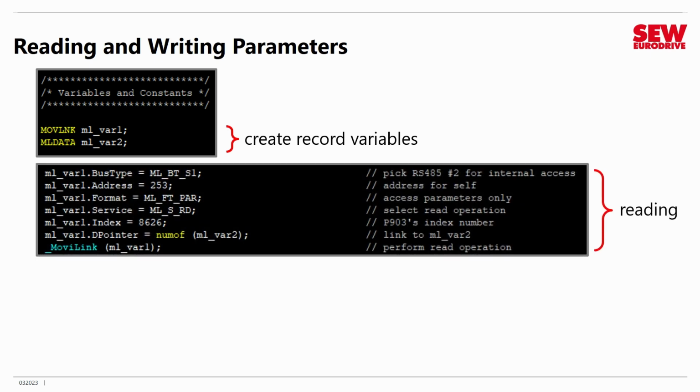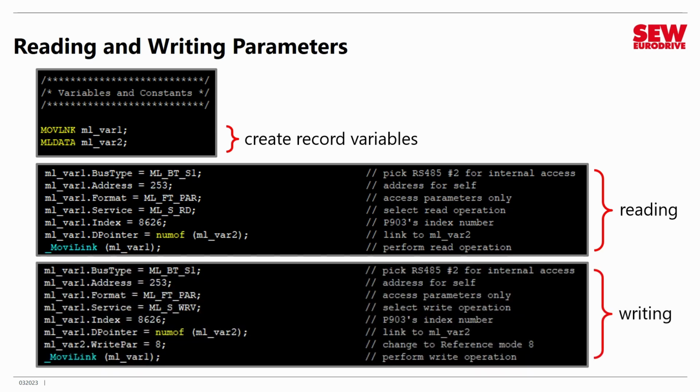Secondly, you have to set up the first record variable with this information. You set up bus type to MLBTS1. Remember, that's a built-in constant. You set the address to 253, the format to MLFTPAR. If you are reading the parameter, you set service to MLSRD. You then set the index number to the parameter that you're accessing. In this case, it's parameter 903. You then link it to the second record variable, MLVAR2, and you do that using a function called numOf and then the variable name in parentheses. Then finally, you execute the MOVILINK function and you pass it MLVAR1. That would read a parameter. So it would take quite a few steps, but in the end, that would do the job.